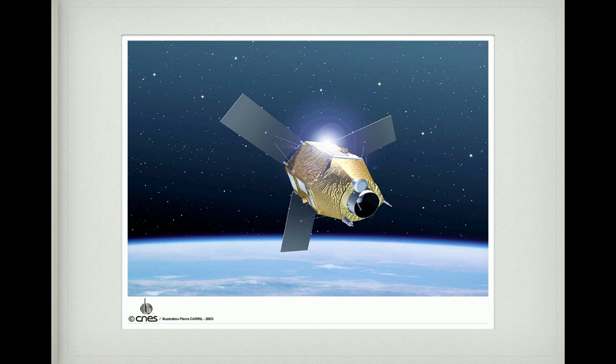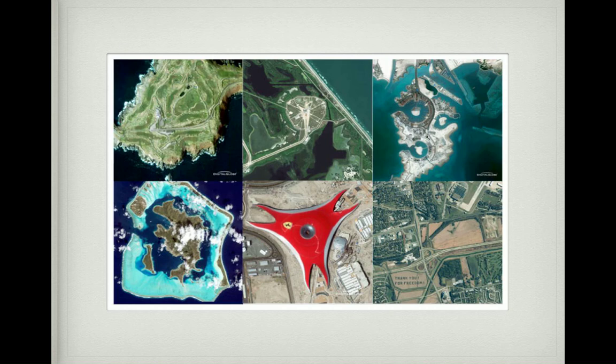This is an example of what one of these imaging satellites would look like. And these are examples of the kind of pictures that are taken.